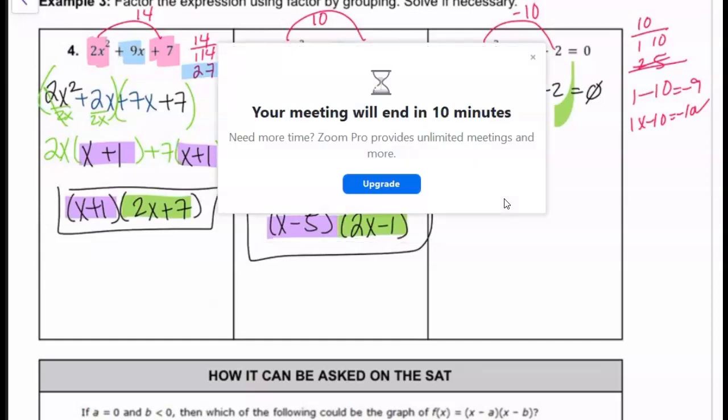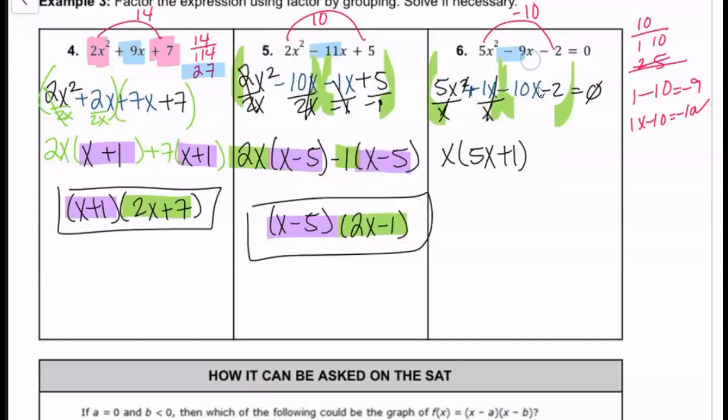And then remember, if the leading coefficient in one of the parentheses is negative, meaning the first number in that parenthesis is negative, you have to pull out that negative. So I'm going to pull out a negative. The biggest number that goes into both 2 and 10 is 2. And they both don't have x, I'm just pulling out a 2. So I'm going to divide both of them by a negative 2.